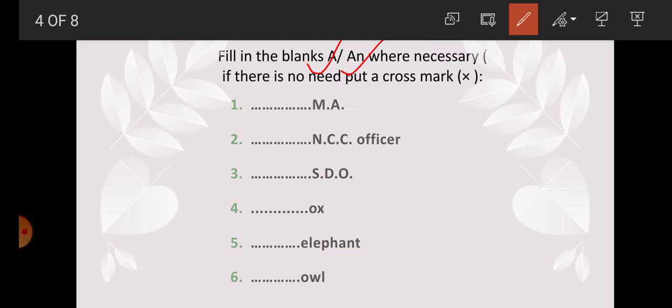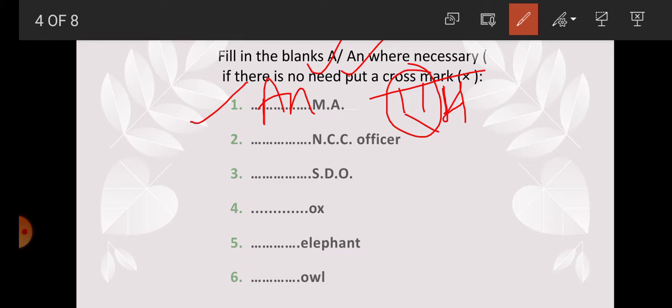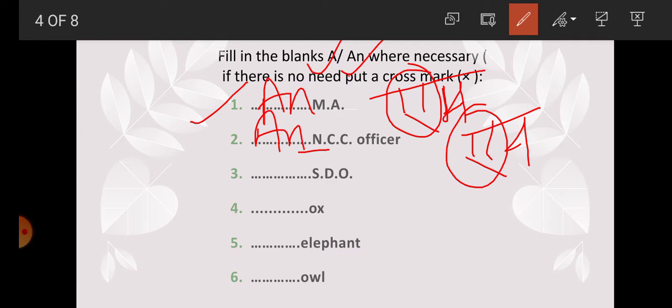Now come on here, question number 1. Dash MA. Students, MA. How do we write M? Like this in Hindi. So what is the sound here? A. A is which sound? Vowel sound. So write an here. An MA. Second one, dash NCC. First letter is N. So how do we write N? Like this. Again here, students, vowel sound. So write an. Third one, dash SDO.